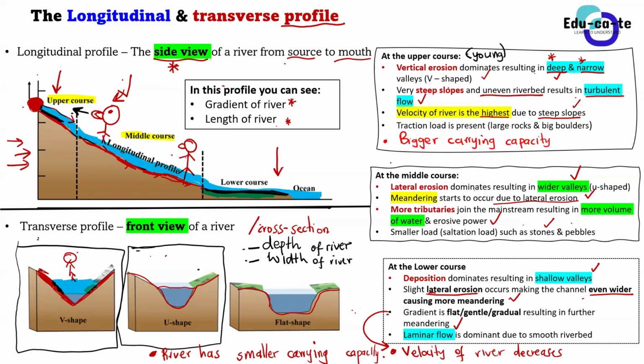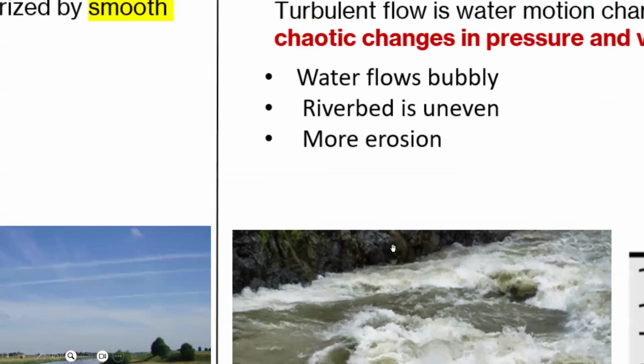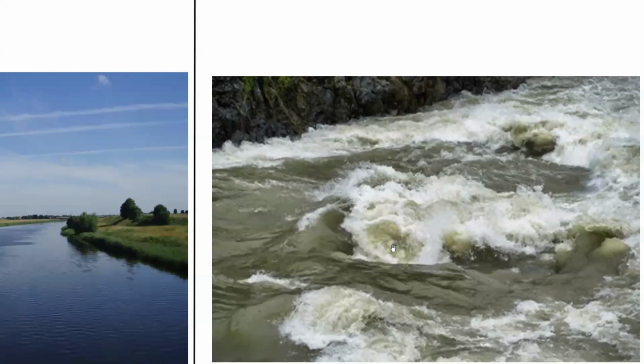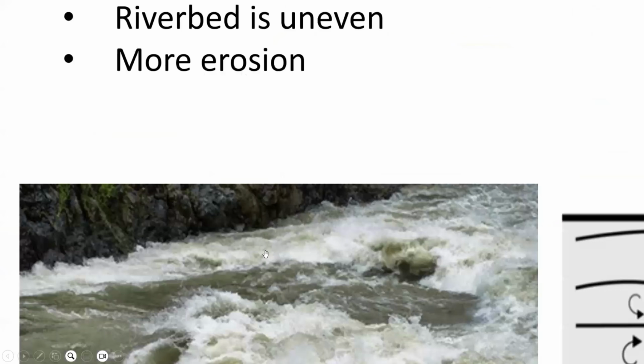We also have a laminar flow. So, a turbulent flow and a laminar flow. In a turbulent flow, we say that the river flows violently, or the river is flowing chaotically. You can say that there is chaos or violence in which the river flows. And this is caused by a riverbed that is uneven. This actually results in more erosion, and the water flows in a bubbly-like motion.